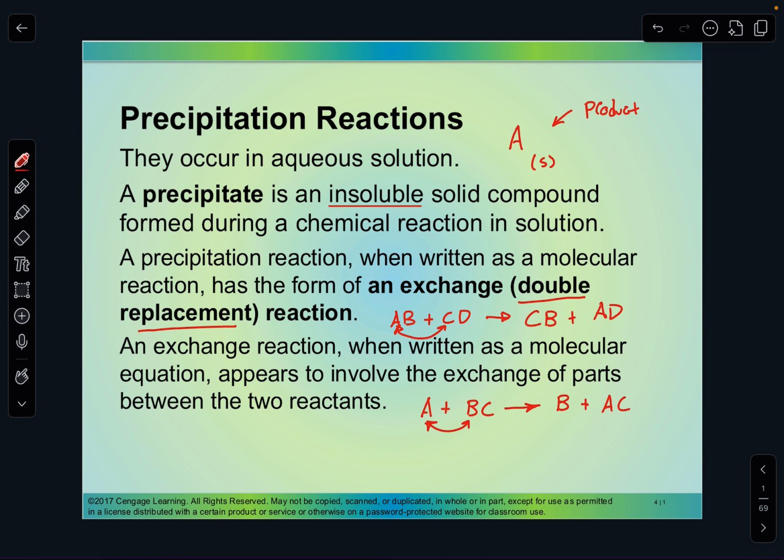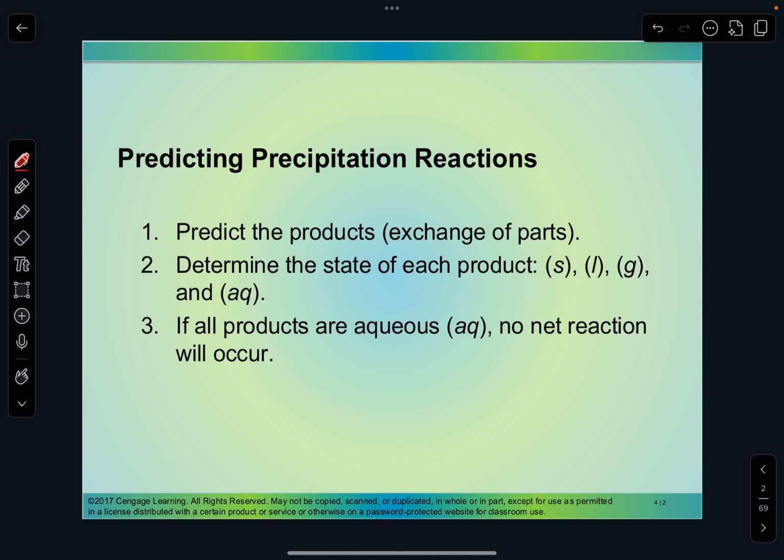It's called a double replacement reaction when you are replacing two cations with each other. But A here is not a cation yet, and so this is just a single replacement reaction because there's only one cation. And this one has two cations. Okay, and so an exchange reaction, when it's written as a molecular equation, is going to exchange parts. But we are able to predict what kind of precipitation we're going to get.